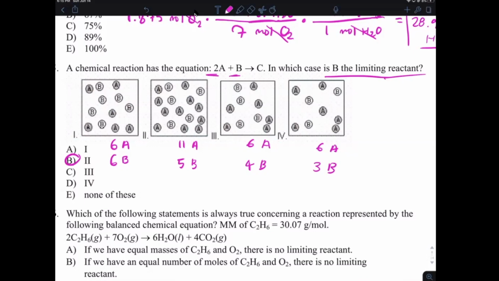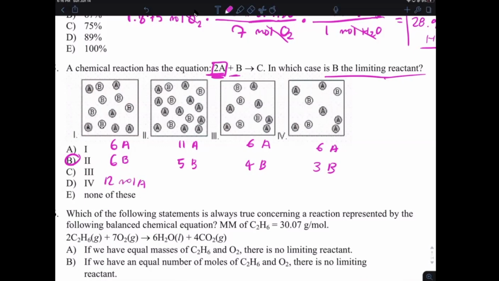So think about it like this, okay? If we use up all of the B, let's say we use up 6 moles of B. How many moles of A are we going to need? We're going to need twice as much. So we would need 12 moles of A, okay?